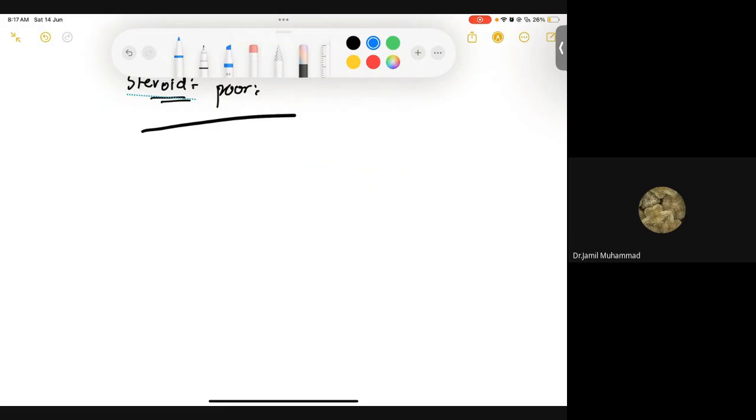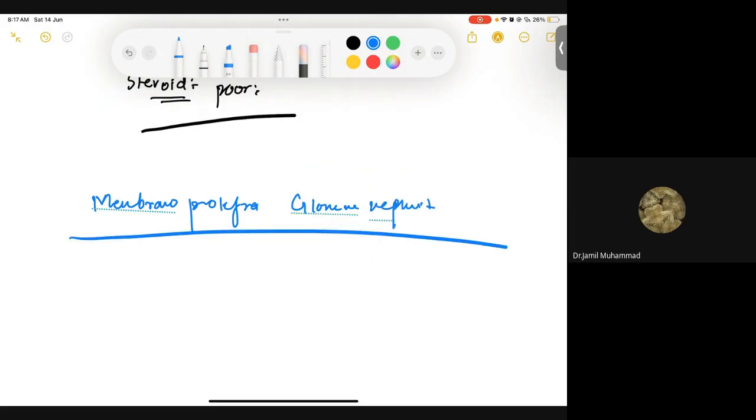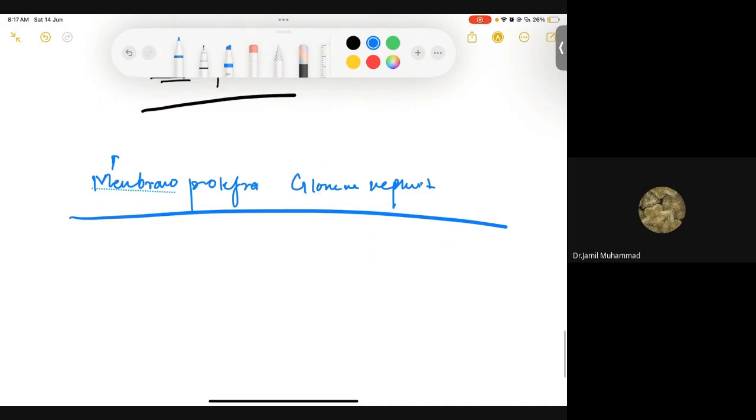Perfect. So the next pathology which we are going to discuss is membranoproliferative glomerulonephritis. Again, looking towards the word membranous, you know two things, right? We are going to be having thickening of the basement membrane, and this pathology is going to be due to deposition of your immune complexes, right?